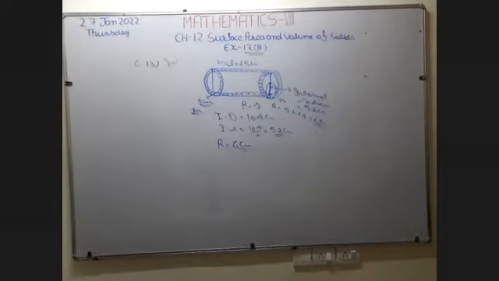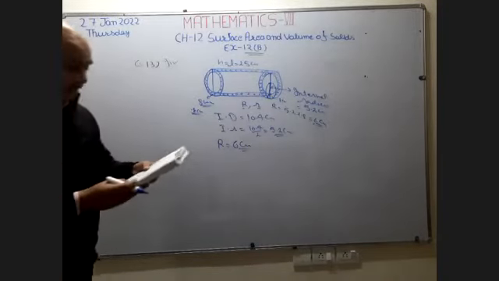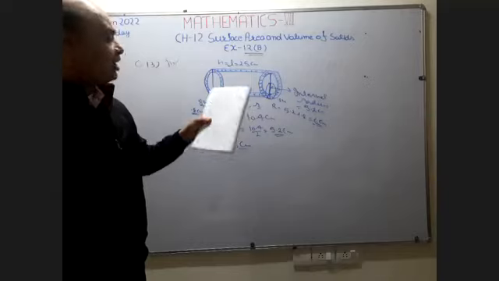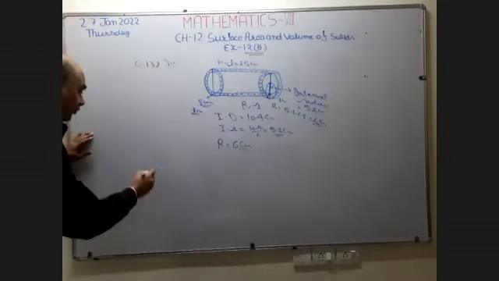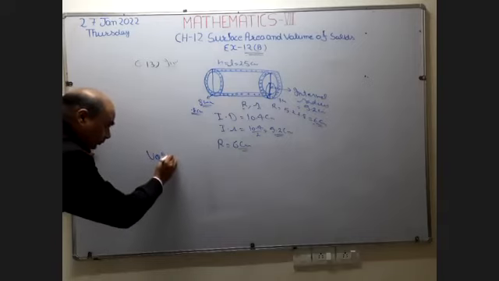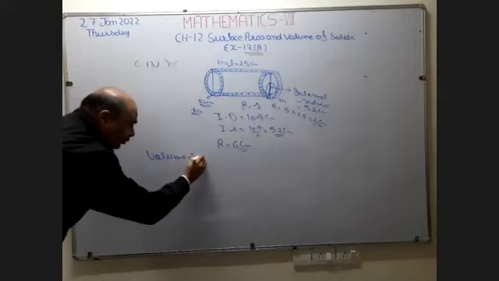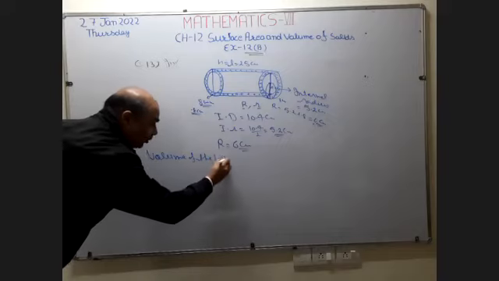Now check what is given and what we are going to find in this question. We are going to find the volume of the metal. So how much metal are we going to use to make this pipe? So right here, volume of the metal, or volume of the pipe.